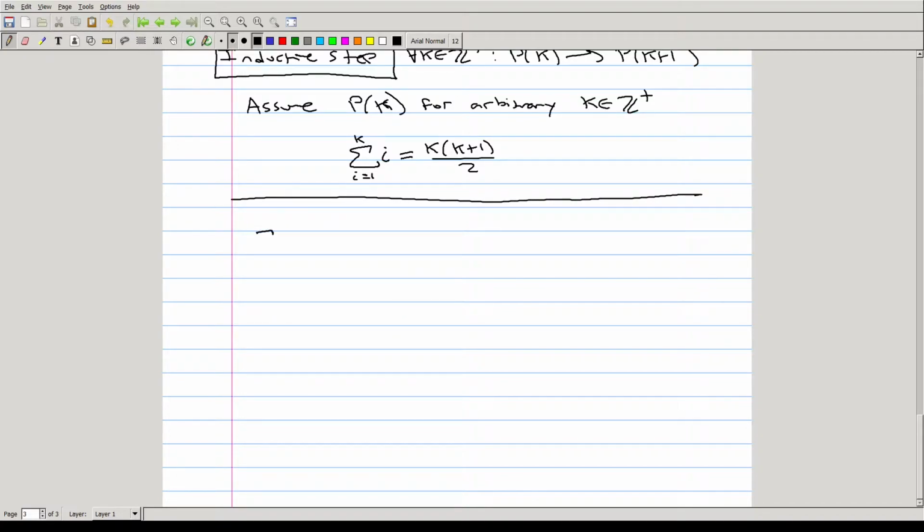Well, let's start with the left-hand side of what we're trying to show. We're going to show that the sum from i equals 1 to k plus 1 is equal to k plus 1 times k plus 2 over 2. So we'll start with the left-hand side of this. And what we can do is rewrite this a little bit. We can say this is the same thing as the summation from i equals 1 to k of i plus k plus 1. If we consider this sum right here, and we sum all the way up to the kth term, and then add to it the k plus first term, which is just k plus 1 in this sum right here.